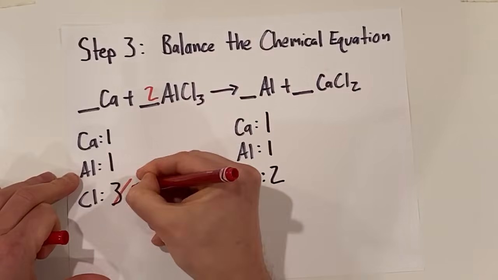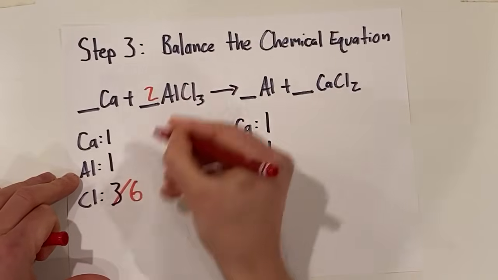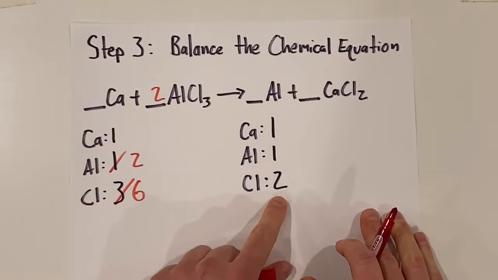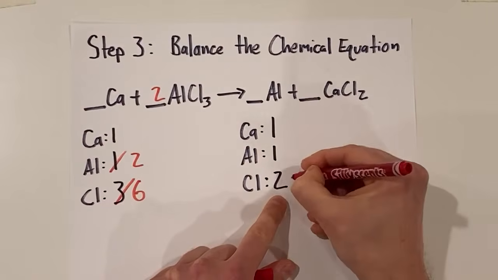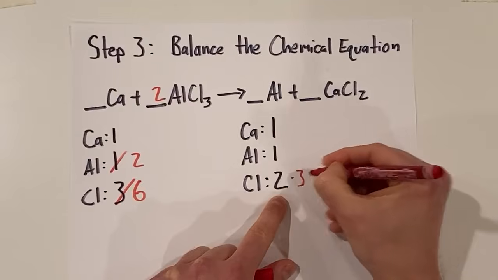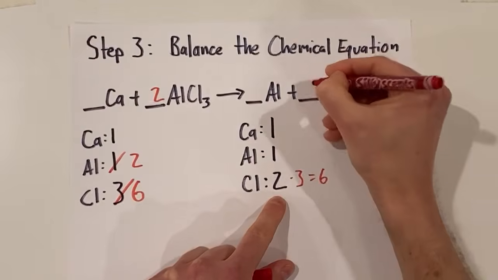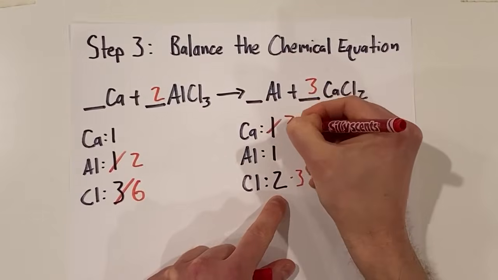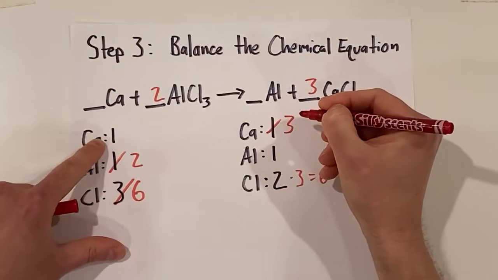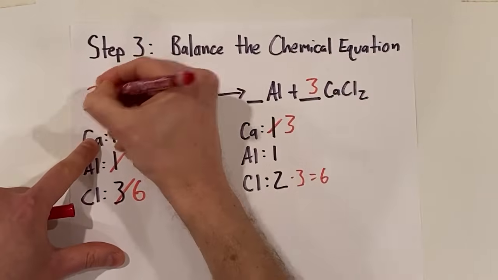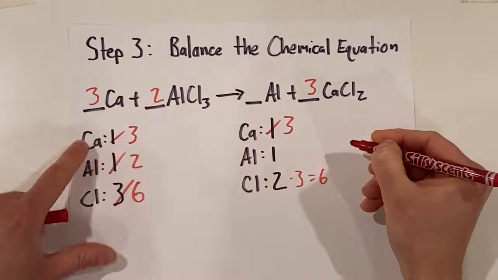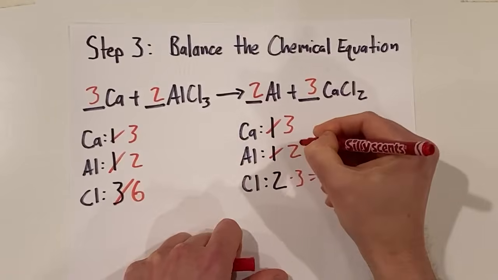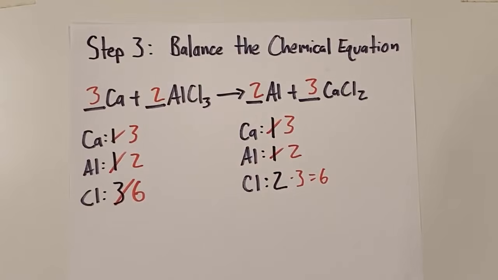So that will change that. 2 times 3 is 6. Notice we're also going to change our number of aluminums to 2. Over here, we need to get to 6, so 2 times 3 gives us 6, so that means this 3 is going to come up here, and 3 times 1 is going to give us 3 calciums. So let's go back over here, take care of the calcium. We're going to need a 3 coefficient. And now we can last take care of the aluminum. A 2 coefficient will give us that there, and we balance the chemical equation.